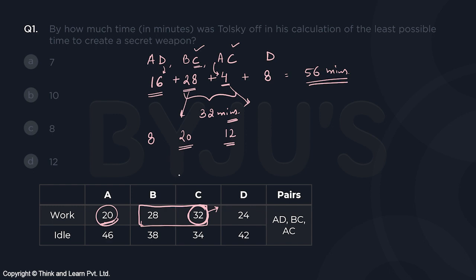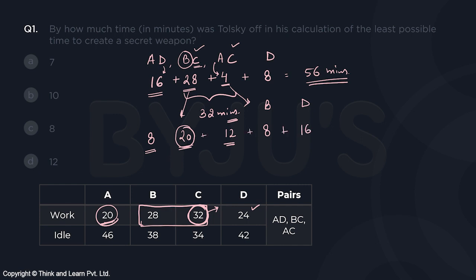But now I have a problem. The problem is that when I talk about B, B has just worked for 20 minutes till now. So B has to work for 8 more minutes separately. And when I talk about D, D has worked for only 8 minutes, but he has to work for 24 minutes. So D would be working for another 16 minutes separately.